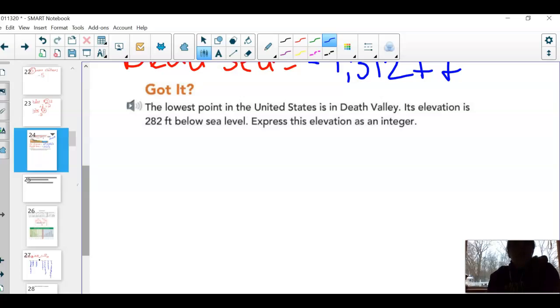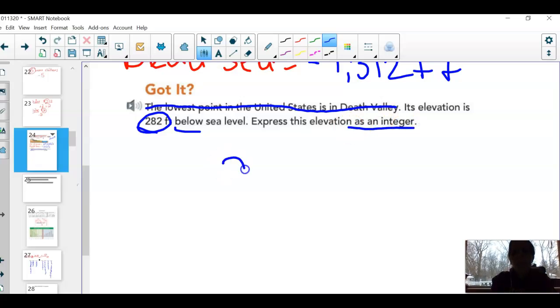Okay, so it says the lowest point in the United States is in Death Valley. Okay, that's fine, but that's context. Ese es contexto. Its elevation is 282 feet below sea level. Write this elevation as an integer, como un número entero. So I have 282. I see the word below, so that would be negative 282 feet.